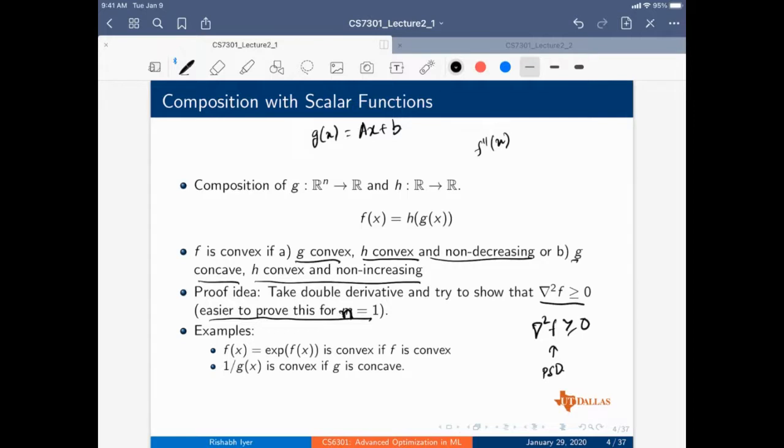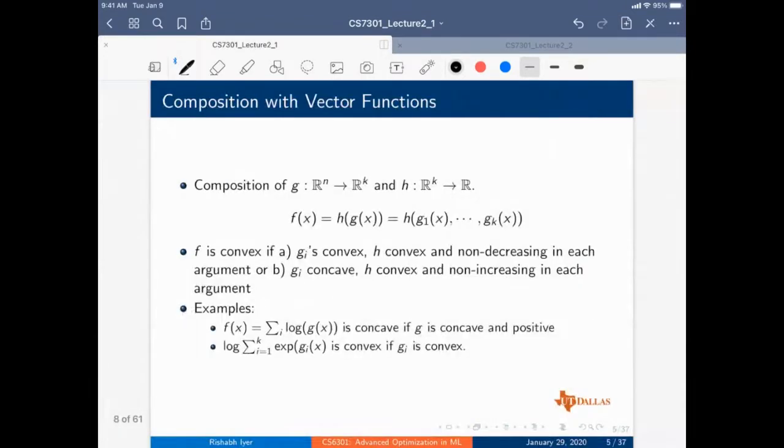Okay. So examples of this: f(x) equal to exp raised to g(x) is convex if g is convex, right? And similarly, 1 over g(x) is convex if g is concave, right? So these are again two examples of this particular paradigm.